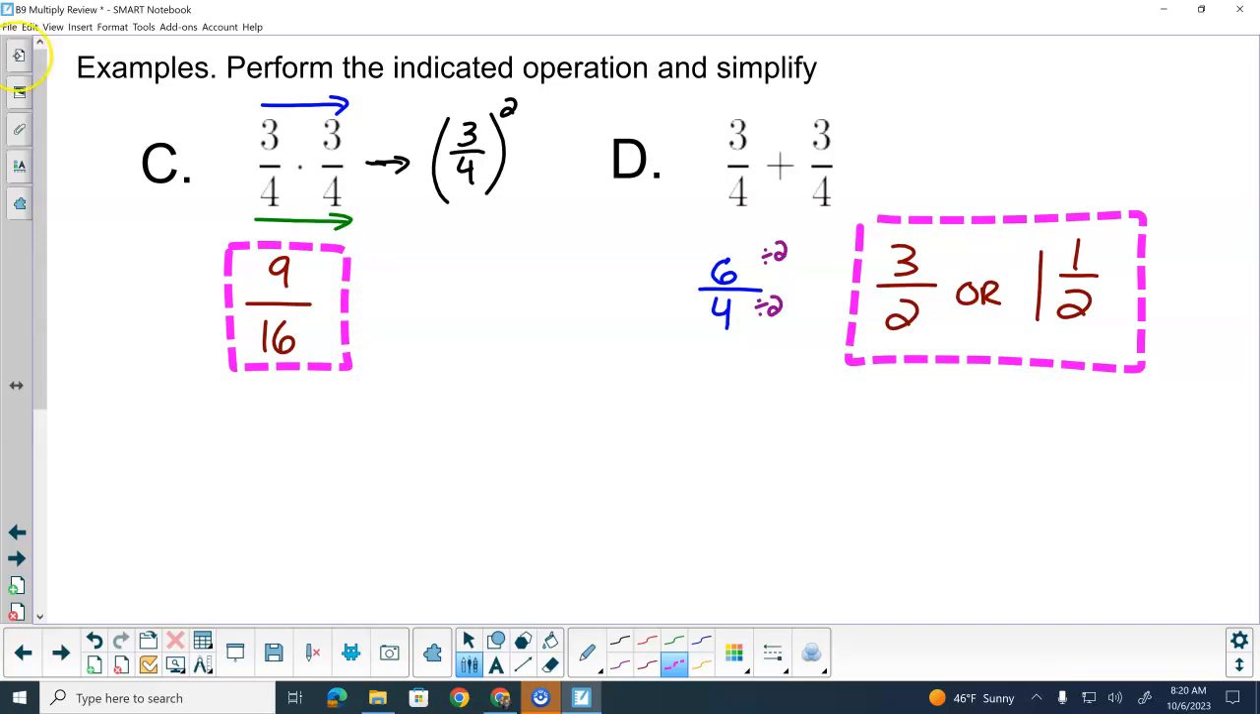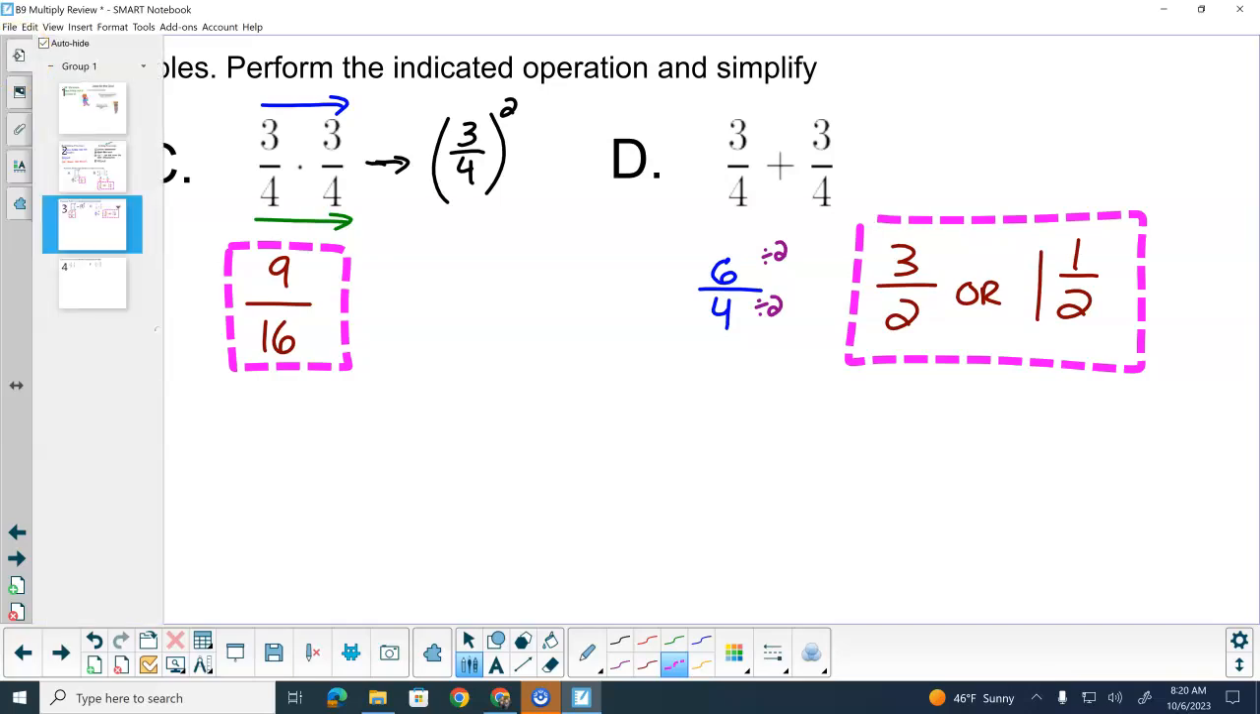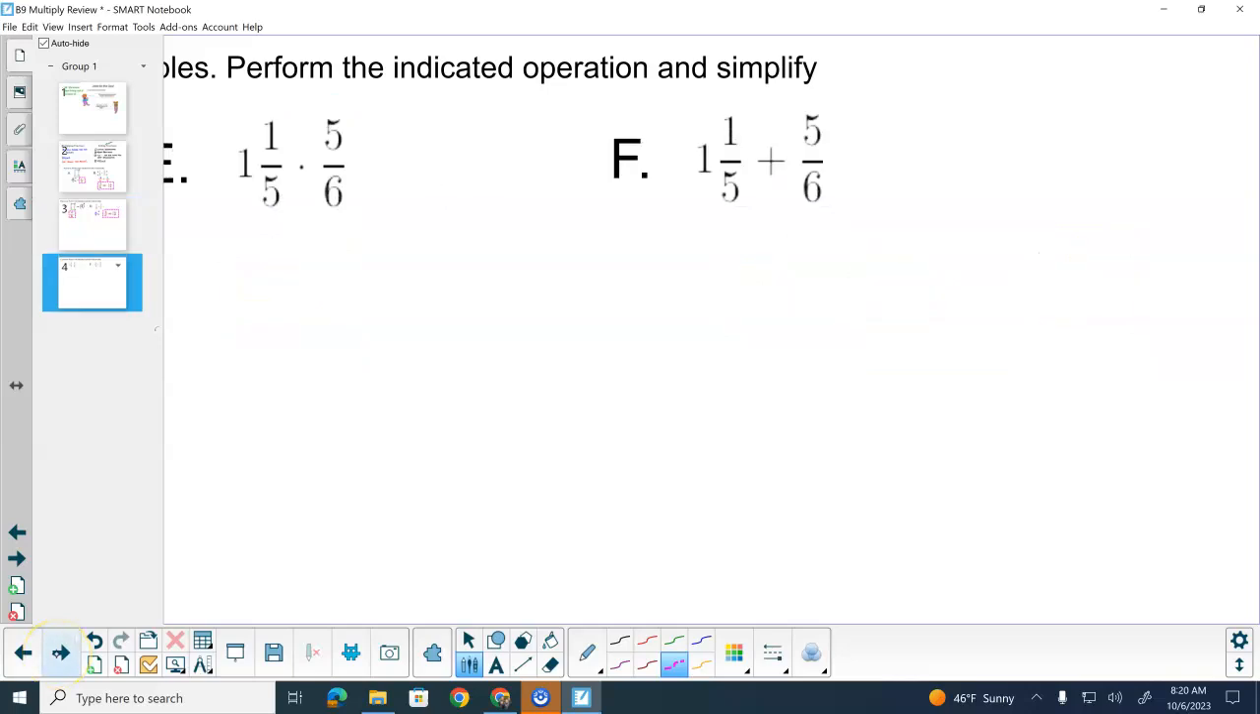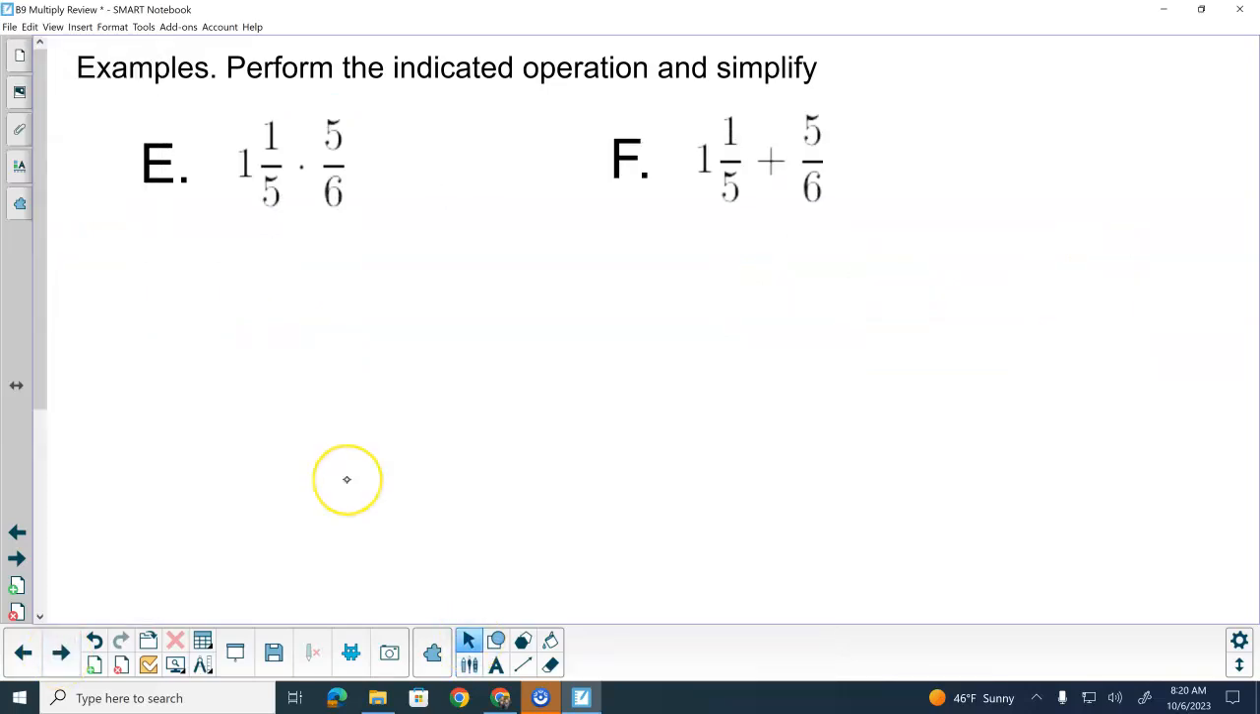I think there's one more. There is one more. Okay? So one more. 1 and 1/5 times 5/6, and 1 and 1/5 plus 5/6.